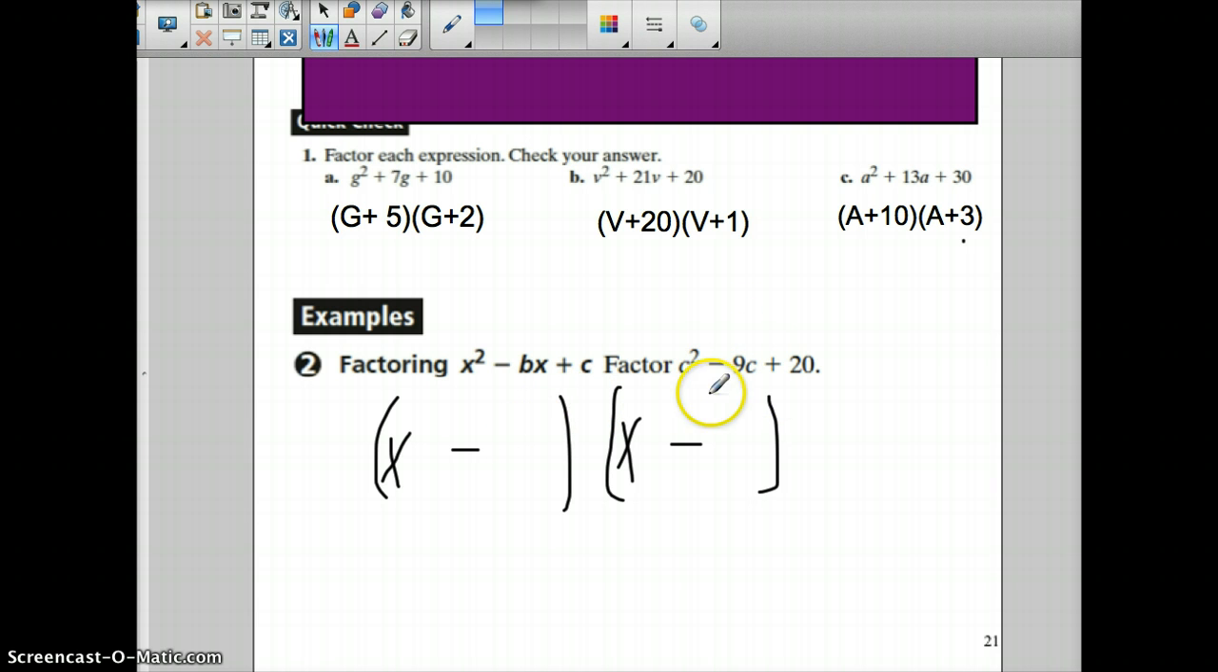So I'm thinking factors of 20: 2 and 10, 4 and 5, 1 and 20. The pair that works here is going to be 5 and 4, because notice our inners are negative 5, and our outers are negative 4. Again, these are like puzzles, and you just have to practice them. Go ahead and try the next three quick checks, and when you're ready, check the answers.